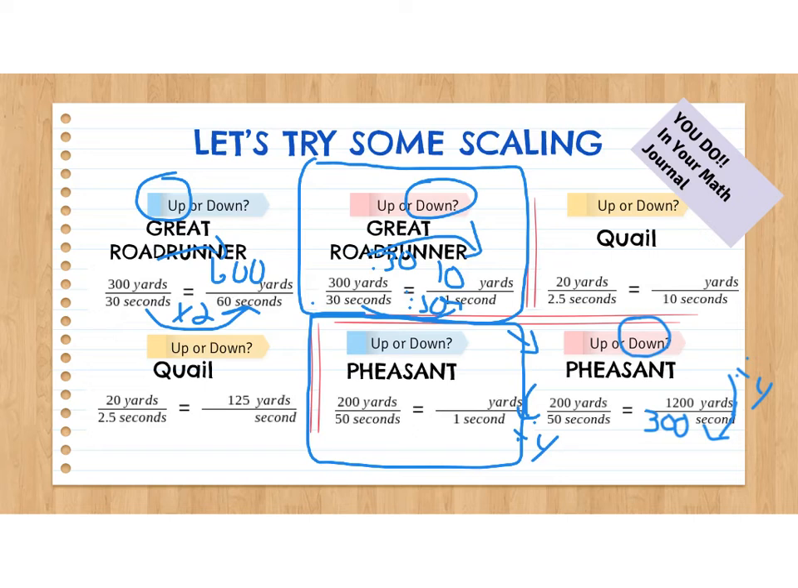All right, now let's look at the pheasant. Here, I'm going to look at the relationship between 50 seconds and 1 second. I'm scaling down by 50, divide by 50. So I'll divide 200 by 50 to get 4 yards. So the pheasant can travel 4 yards in 1 second. I hope you got those right.